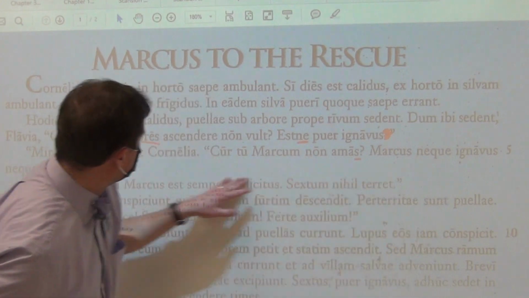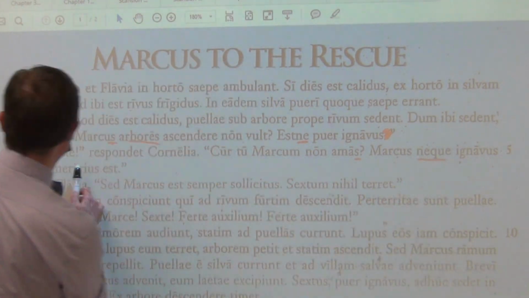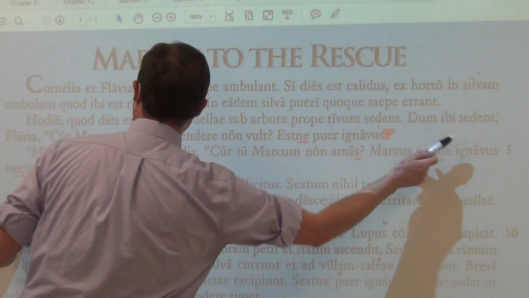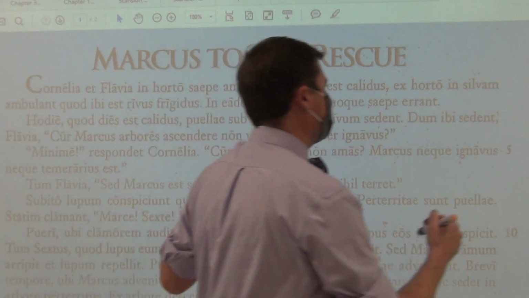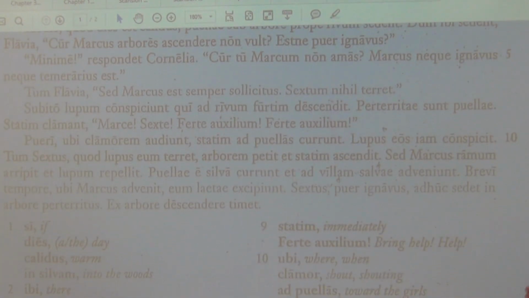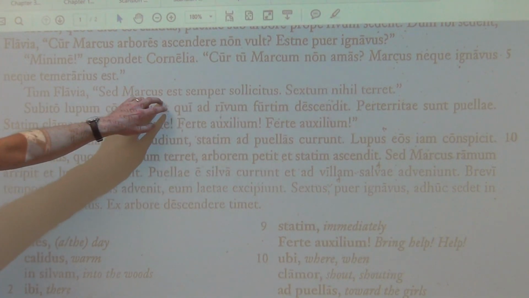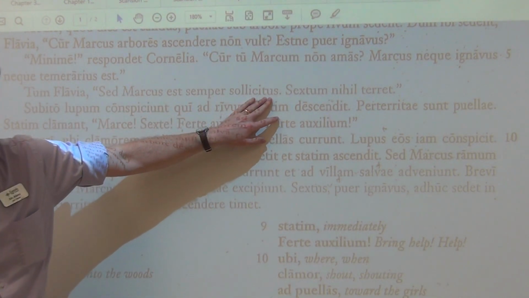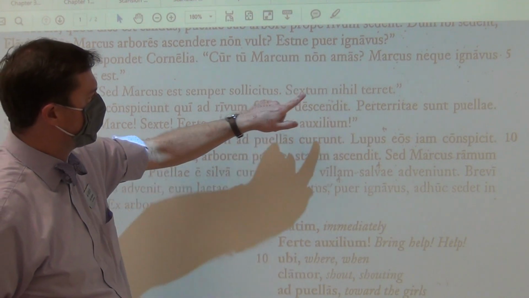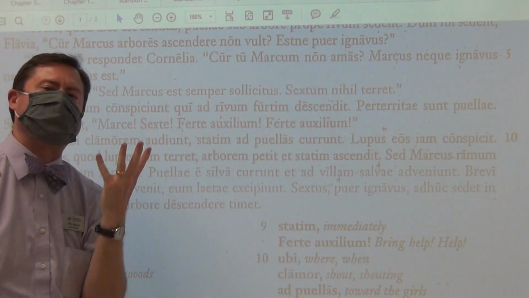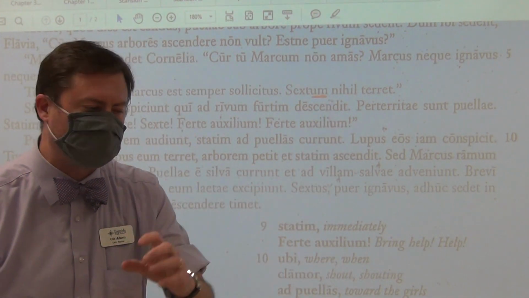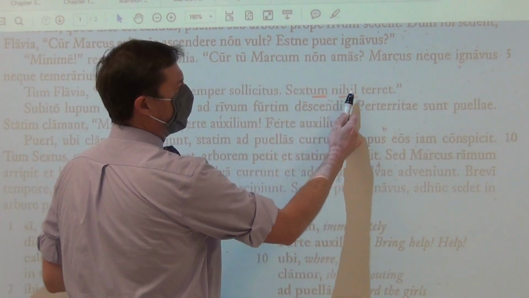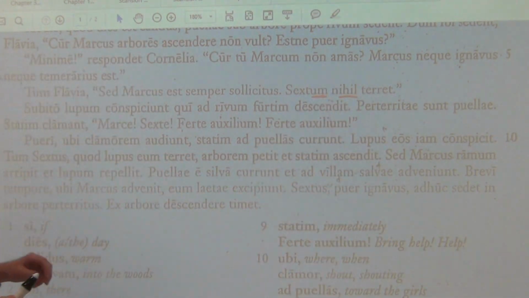Marcus is neque, neither cowardly nor reckless. To Flavia. Then Flavia says, Sextus semper sollicitus, but Sextus is always worried, always anxious. Now look at Sextum, how it is the first word of the sentence, but do we say it first? No. It is accusative. Did you say direct object? You should have. Accusative, direct object. That is our subject. Nothing scares Sextus.